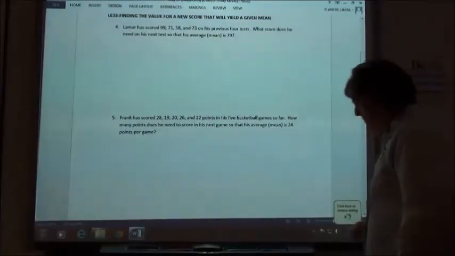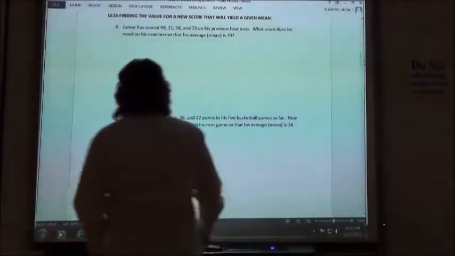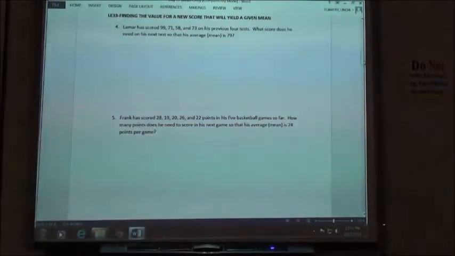Number 4 says Lamar has scored 99, 71, 58, and 73 on his previous 4 tests. What score does he need on his next test so that his average or mean is 79? If I'm going to get an average of 79, it's like I got a 79 on every single test I took.